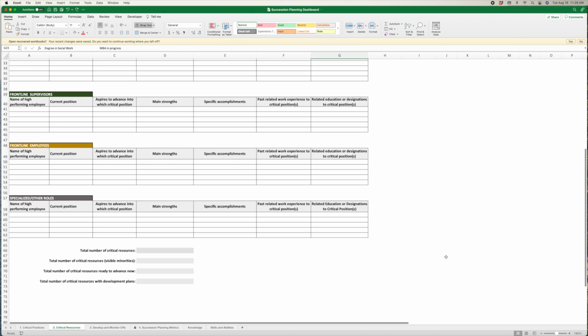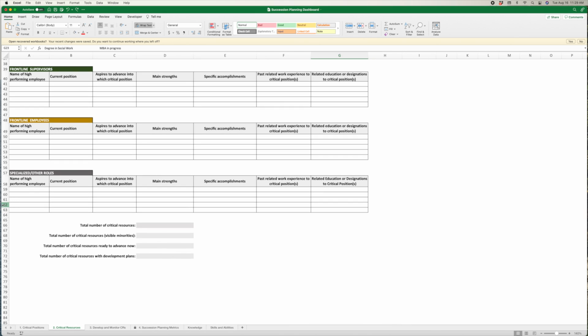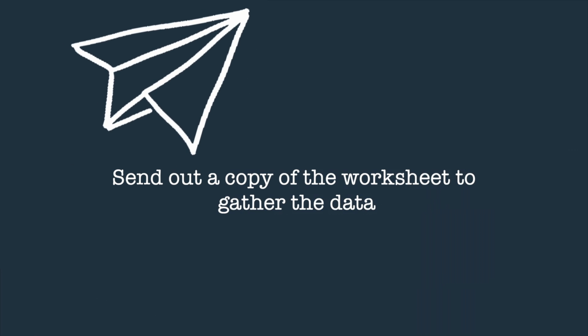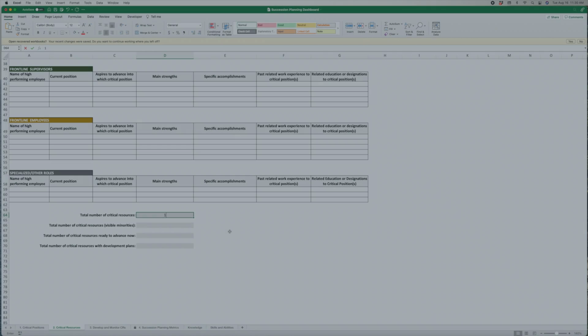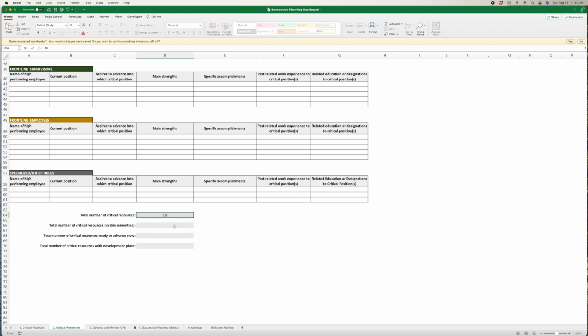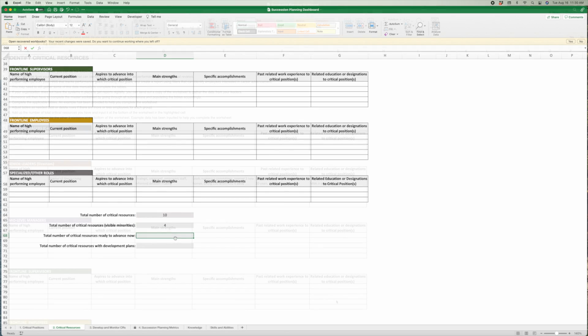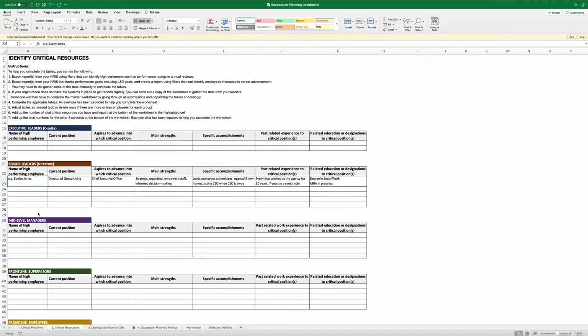If your organization does not have the systems in place to get reports digitally, you can send out a copy of the worksheet to gather the data. Someone will then have to complete this worksheet by going through all submissions and populating the tables accordingly. An example has been provided for you to help you complete the worksheet.